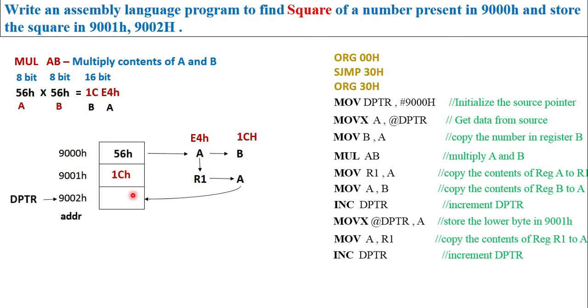So the instruction which does this is the same as this: MOVX @DPTR, A. And after this, the contents of the accumulator which was there in R1, that is E4, get stored into 9002H. So the program is done, and now we can stop the execution by writing SJMP $, which is a software way to halt the program, and then we can stop the assembler using the directive END.